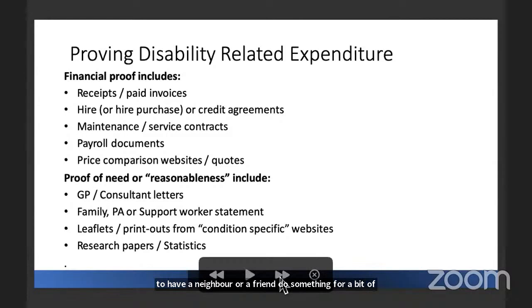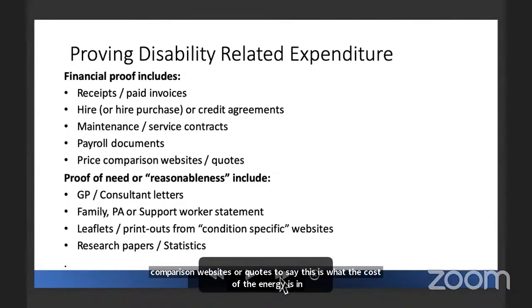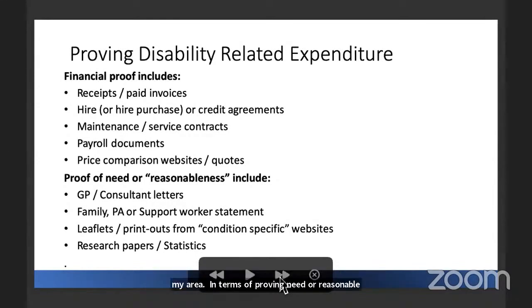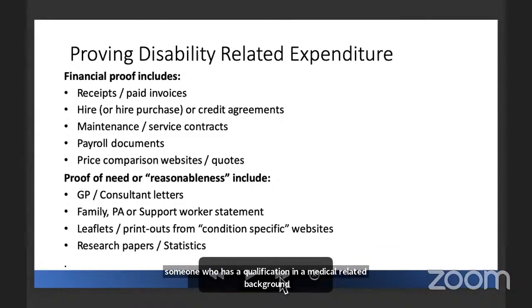And also get comparison websites or quotes to say, this is what the cost of the energy is in my area. In terms of proving need or reasonableness, ask a GP or a consultant, or it can be someone like a herbalist or an acupuncturist, someone who has a qualification in a medical related background. If you can get a support statement from a family member, personal assistant, or support worker, that's good.